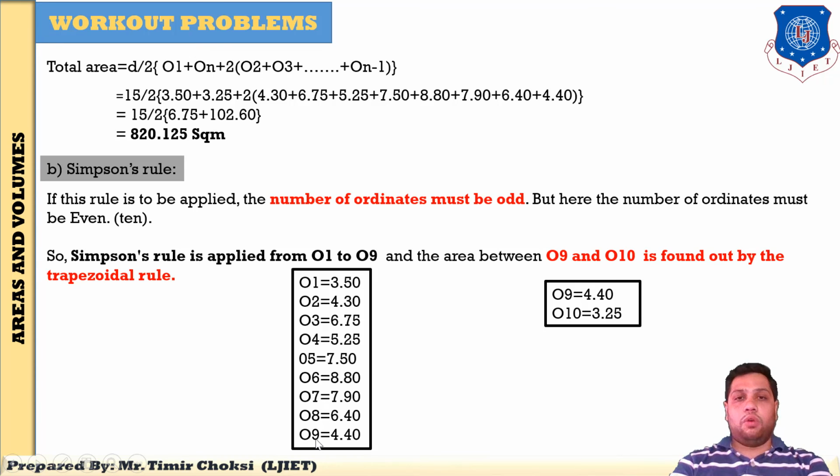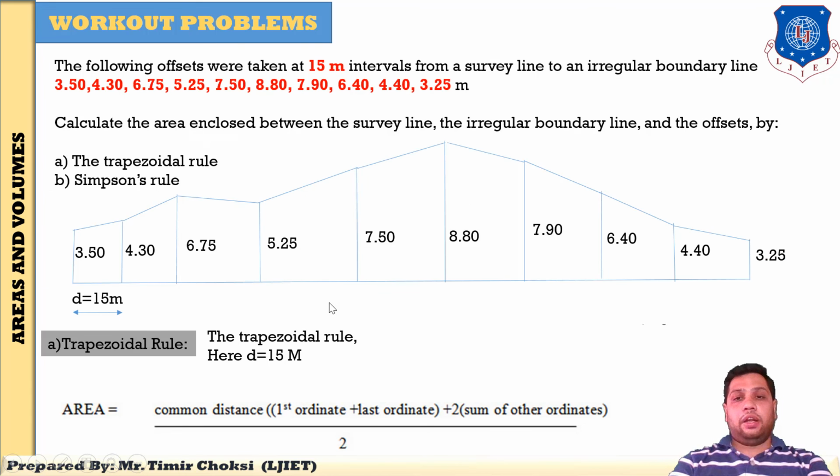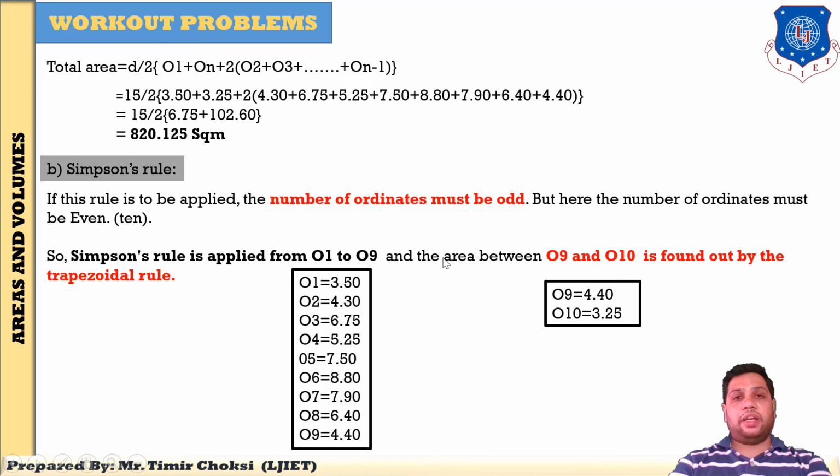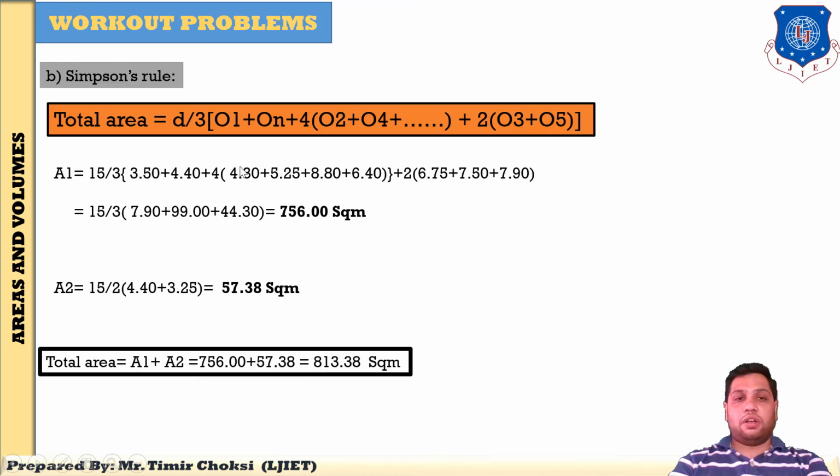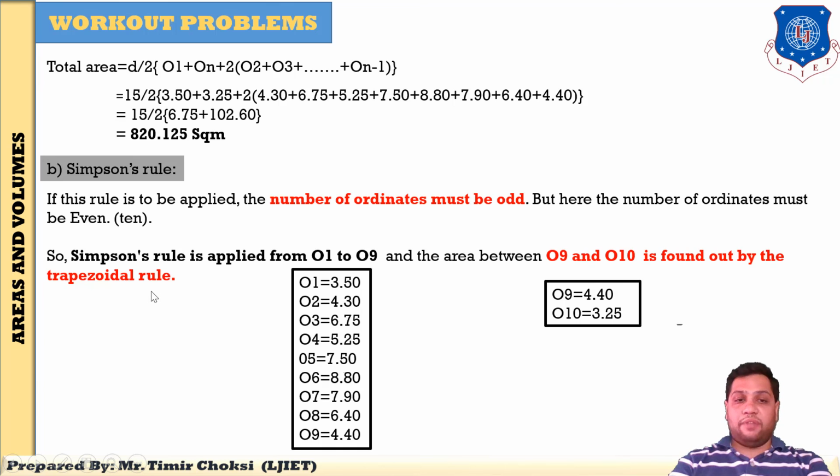So O1 is the first ordinate and O9 is the last ordinate. 10 ordinates are given, but the Simpson rule limitation is only for odd ordinates. So here you take the first ordinate O1 and the last ordinate O9. So you find the first area A1, then area A2 is found by the trapezoidal rule. So what is the equation of the trapezoidal rule? You know that d by 2 for first ordinate plus last ordinate. So the first ordinate is O9 and the last ordinate is O10.